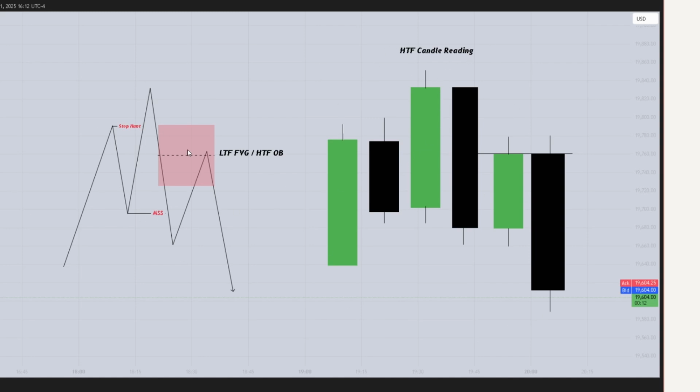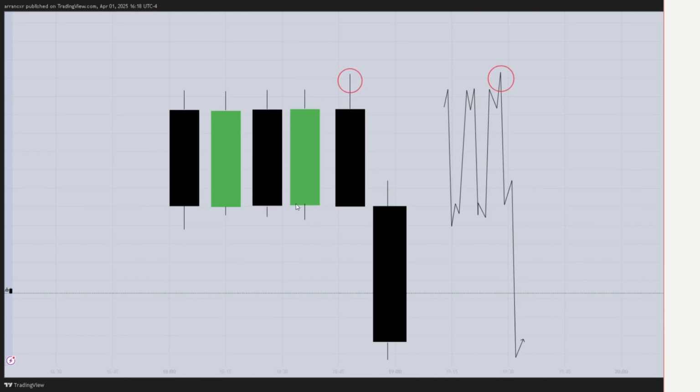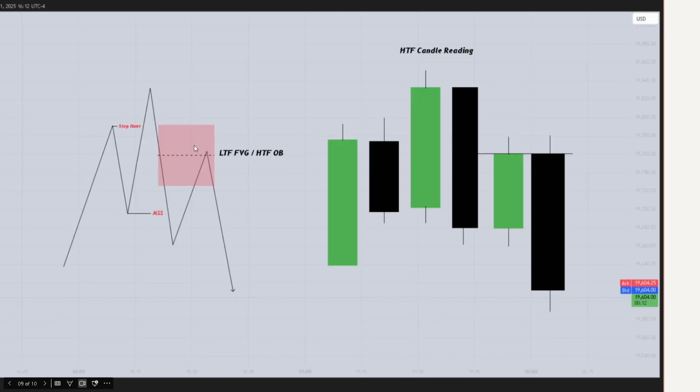Then we have the 2022 model right here, and this is the high time frame candle reading, and this is the low time frame reading as well. So we have the stop hunt, we have the market structure shift to the downside, and then we have a return to a lower time frame fair value gap or a high time frame order block. It doesn't have to be like 1 minute and 50 minutes. It can be 1 minute to 5 minute, right? The main concept is that it returns to an order block or a low time frame fair value gap in this case.